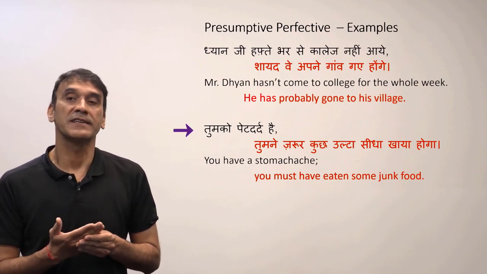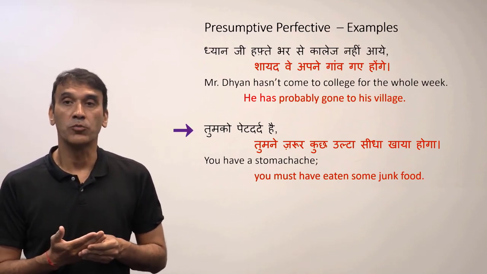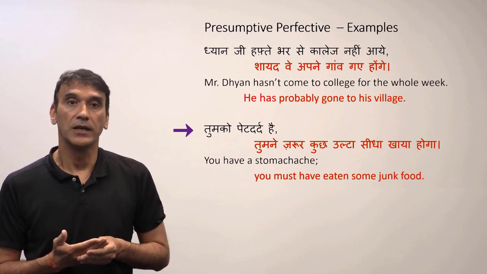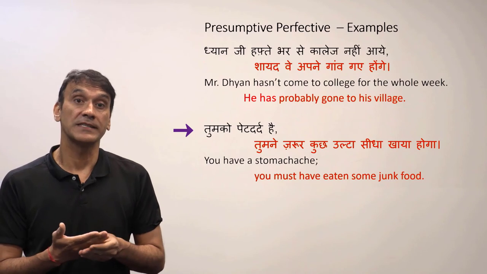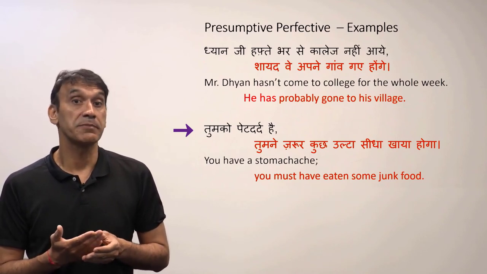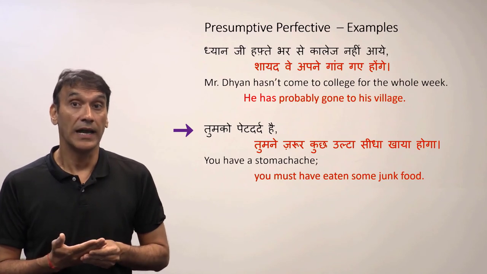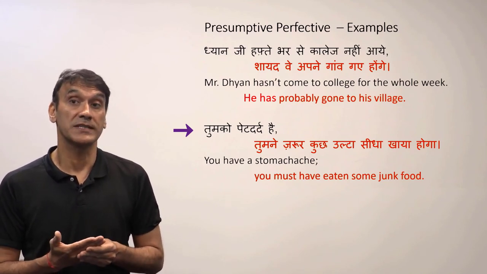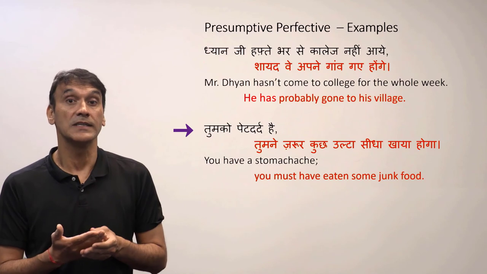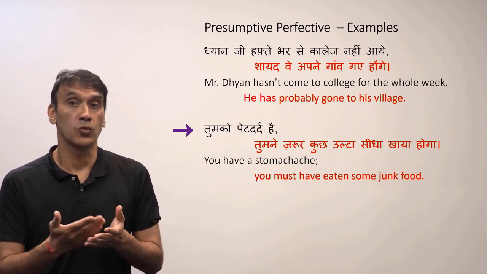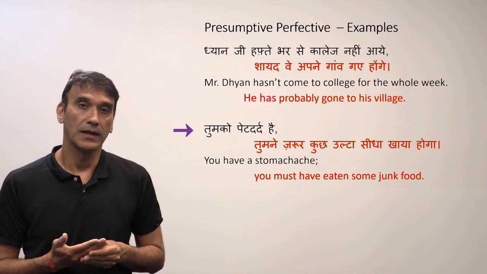The next one is a similar example which we took before. Tumko pet dard hai, tumne zarur kuch ulta seedha khaya hoga. You have a stomachache, you must have eaten some junk food. Again, the speaker knows that you have a stomachache, but he does not know why. And he's presuming that because you must have eaten some junk food, that's why you have a stomachache. The presumptive action here is, tumne zarur kuch ulta seedha khaya hoga.